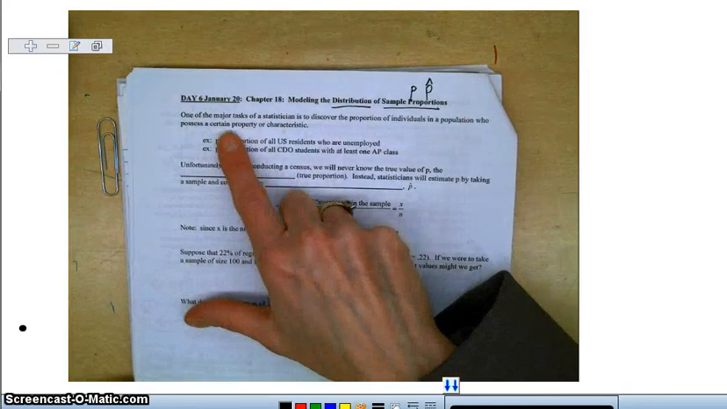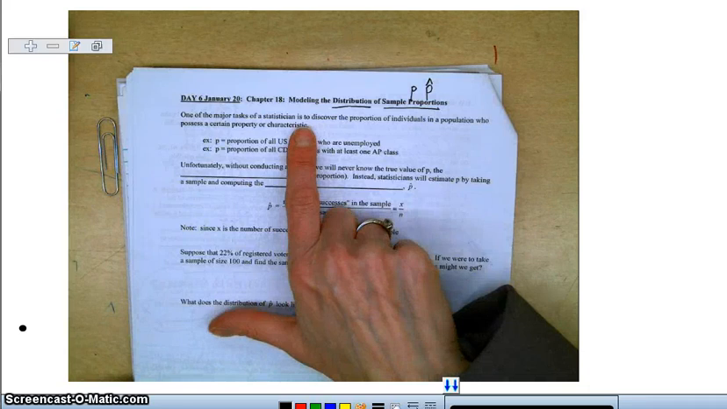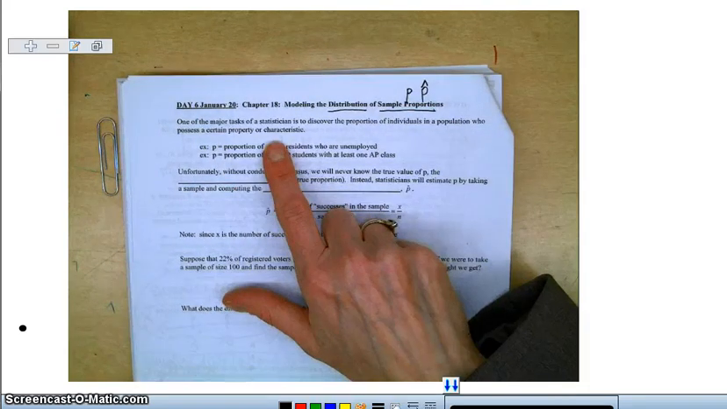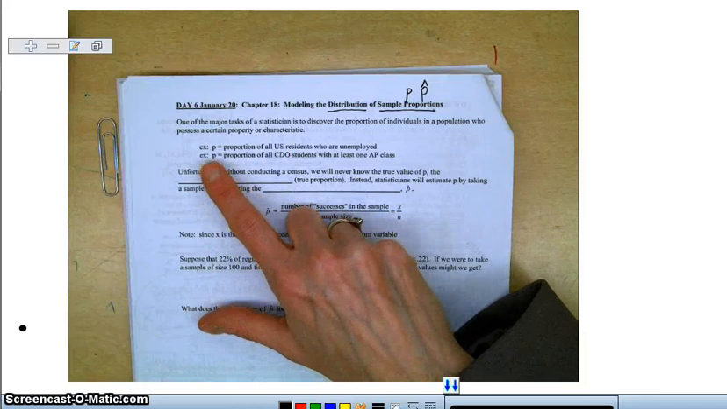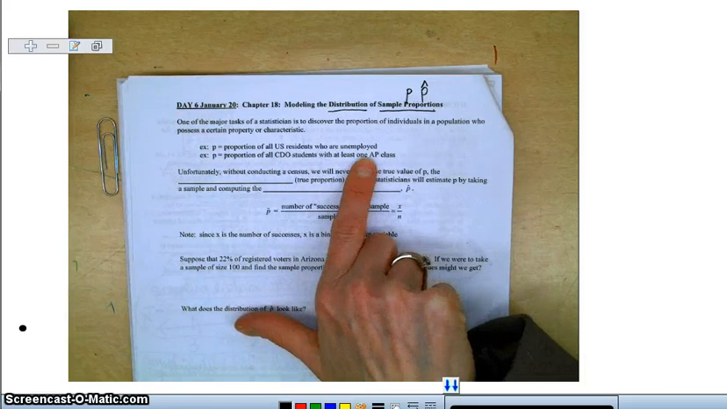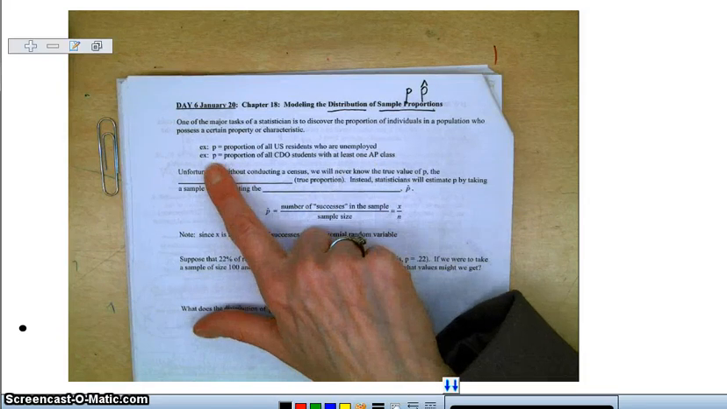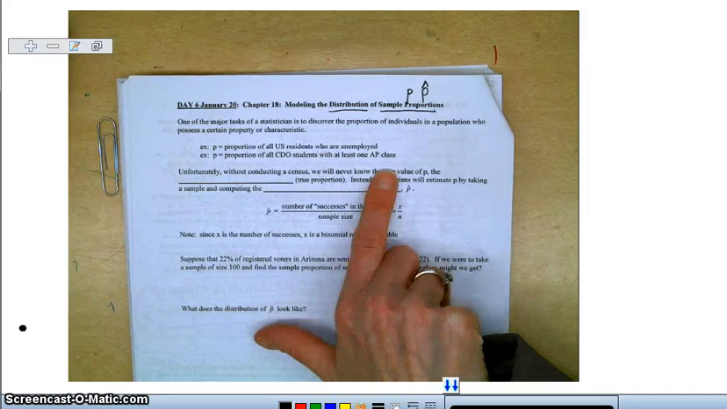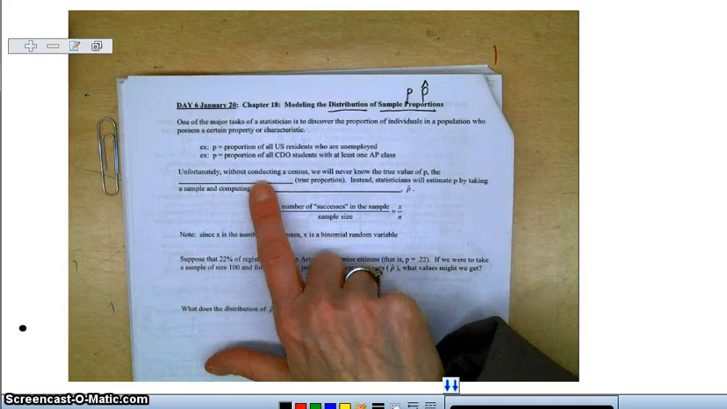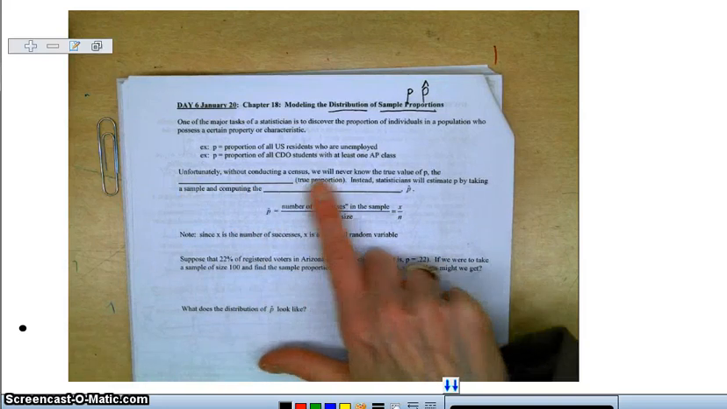So one of the major tasks of a statistician is to discover the proportion of individuals in a population who possess a certain property or characteristic. For example, p could be the proportion of all U.S. residents who are unemployed. The way we might gather that information, we probably couldn't unless we did a census, okay? p is the proportion of all East High students with at least one AP class. This would be easier to get the information. So, unfortunately, without conducting a census, we'll never know the true value of p.